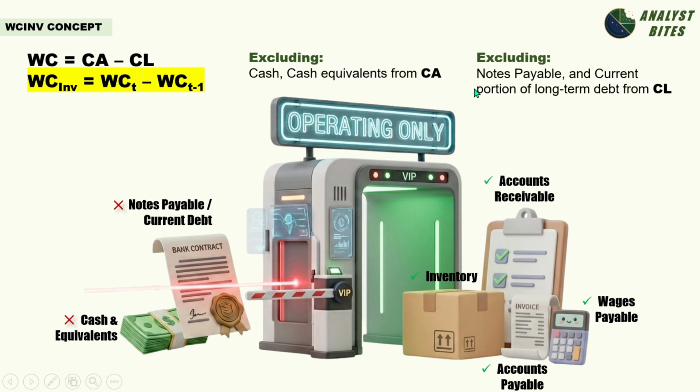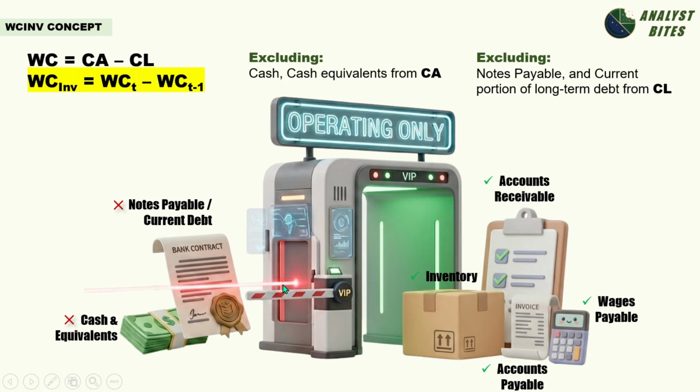Second, we exclude all interest-bearing debt from current liabilities. This usually means things like notes payable or the current portion of long-term debt. Why? Because these are financing activities. They belong in the net borrowing category, not in the day-to-day operating cycle. Look at this picture to help you remember. Only operating items pass the scanner, like inventory, accounts receivable, accounts payable, unearned revenue, wages payable, and so on.